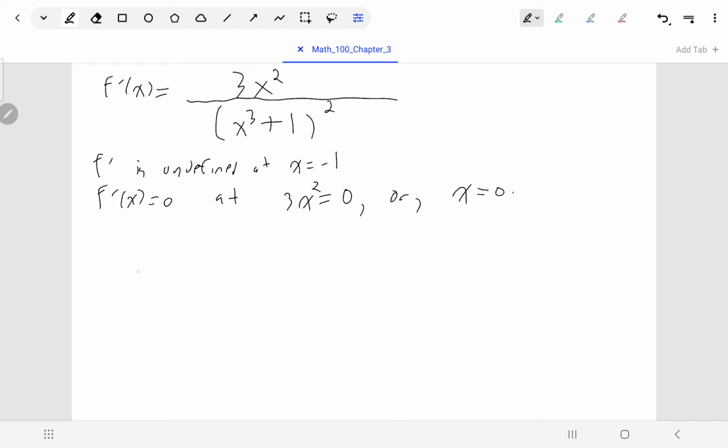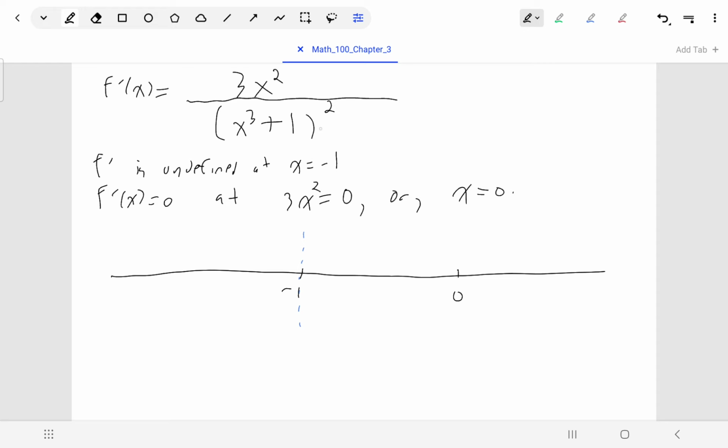So we know that for critical numbers, I've got 2 to concern myself with. I have a -1 and I have a 0. The -1, of course, is a vertical asymptote, so it won't be any sort of max or min, but we still do need to account for it.